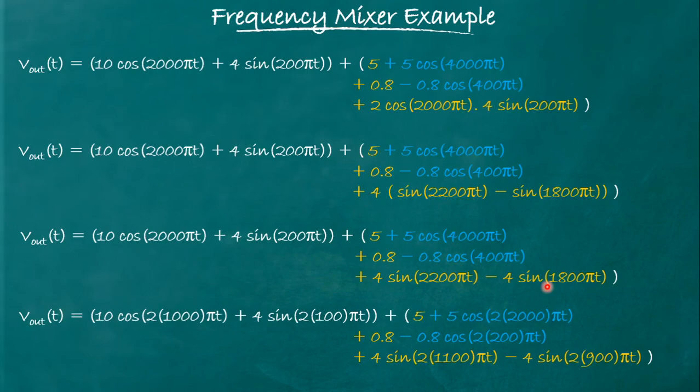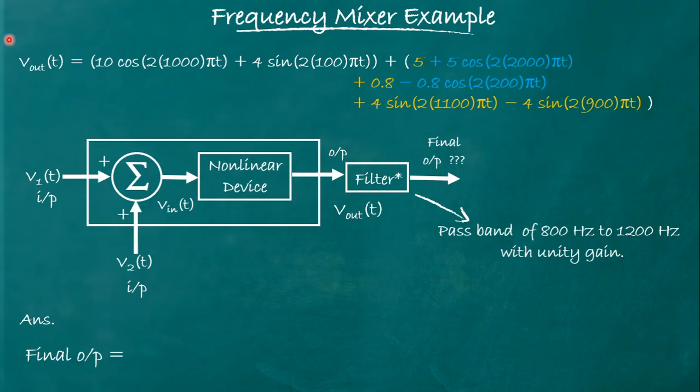Now these terms are written as 2000 pi t, but if we want to transform into the 2 pi f t form, 2000 pi t becomes 2 into 1000 pi t, 200 pi t becomes 2 into 100 pi t, 4000 pi t becomes 2 into 2000 pi t. Similarly, 2200 pi t becomes 2 into 1100 pi t, and at last 1800 pi t becomes 2 into 900 pi t. So our Vout contains this many terms.